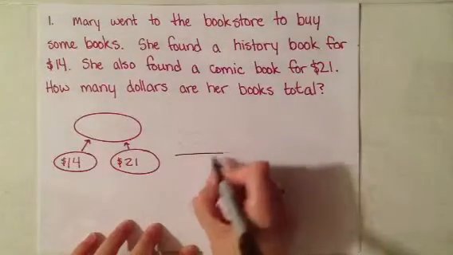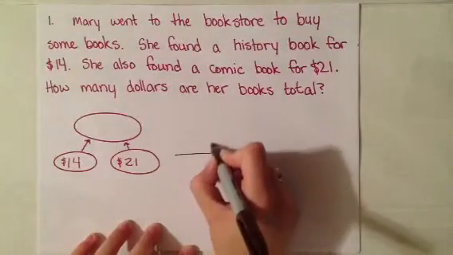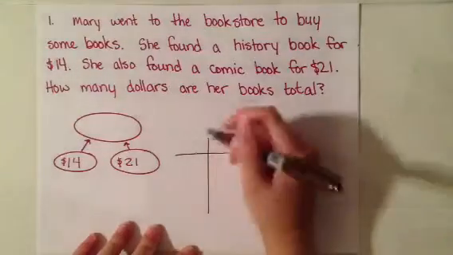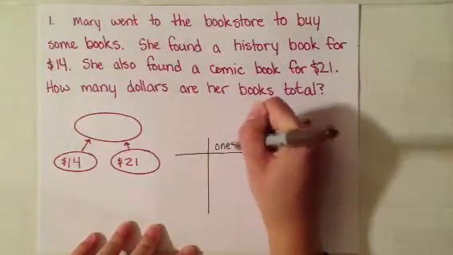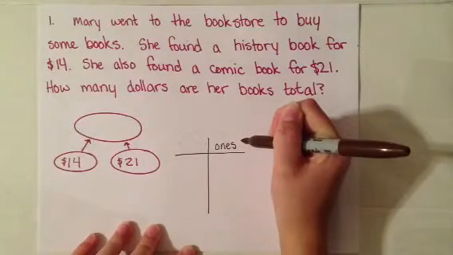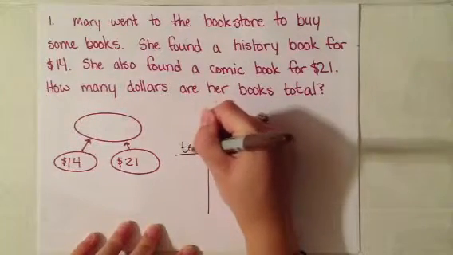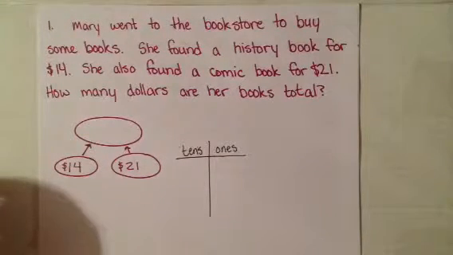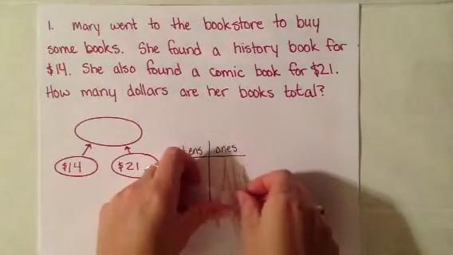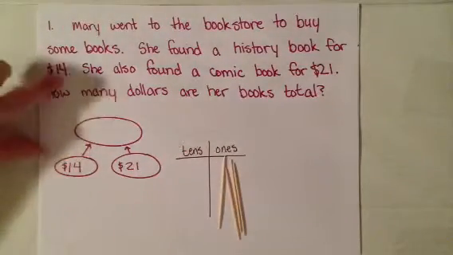I'm going to draw a table to help us arrange our manipulatives. These are 2-digit numbers, which means we're going to have a ones place and a tens place to show us how many ones and tens we have. In the first number, 14, we have 4 ones and we have 1 10.